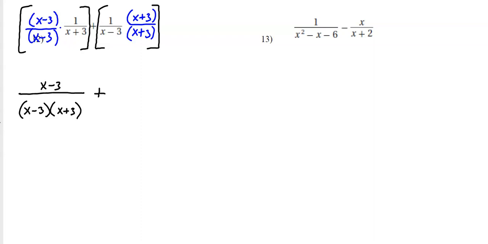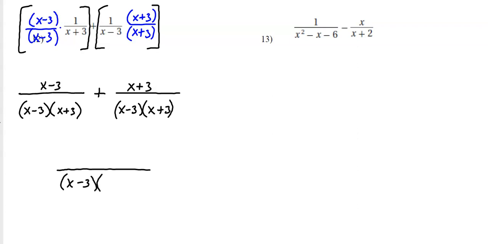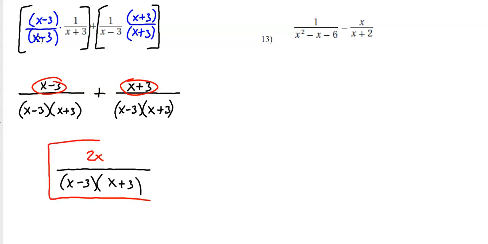Now we need to add to that. Over here on the right, on bottom, I have another x minus 3, x plus 3. And on top, 1 times x plus 3 is x plus 3. So now I have the same denominator, so I'm going to add them up. The denominator is not going to change. But I do need to add the two tops up. So I add this plus this, which is going to give me 2x. And the plus 3 minus 3 cancels. And we are simply left with that there.